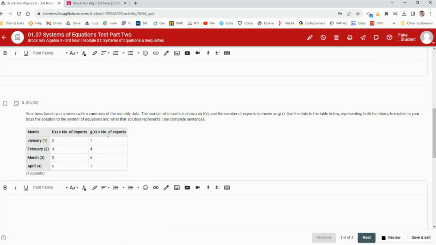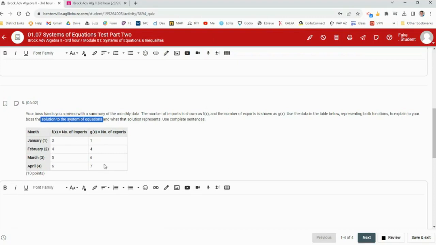This is the number of exports. We sent 1 pallet out this month. We sent 4 pallets out this month, 6 months. Use the data in the table below representing both functions, 2 different functions, to explain to your boss what the solution is to the system of equations. This is basically 2 functions. We can do a system of equations.